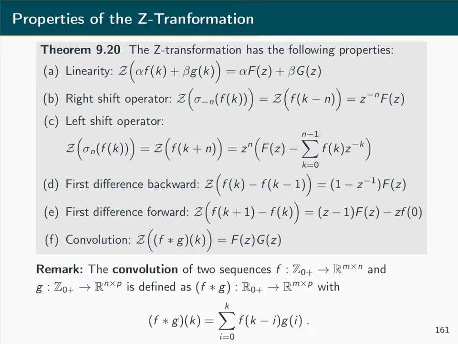If you have not seen the convolution of two discrete time functions before, the definition is stated at the bottom of the slide. So if we have any two sequences f and g, the convolution f convolved with g is defined as follows. The kth element of the convolution is given by the sum over i from 0 to k of f of k minus i times g of i.